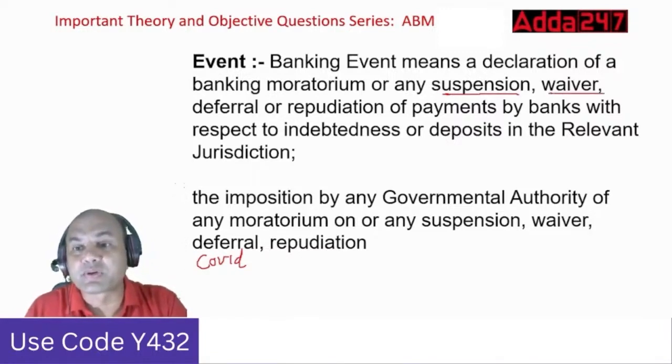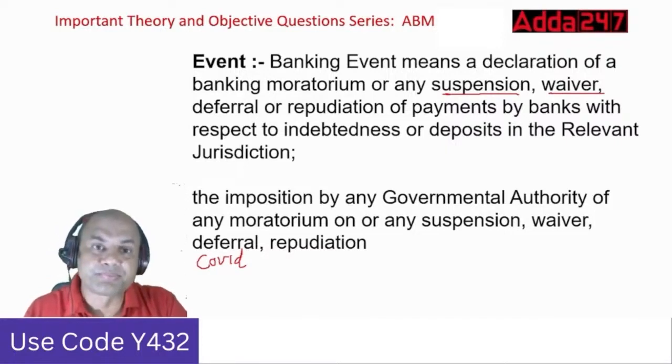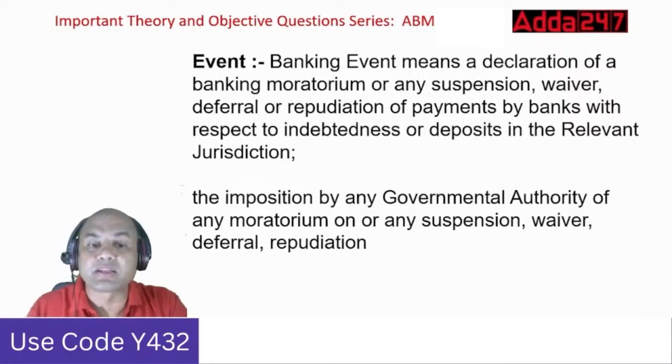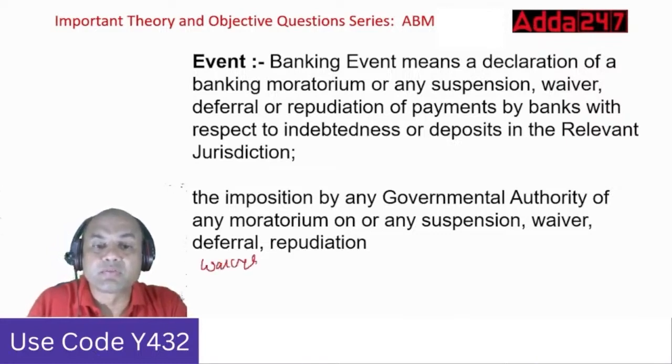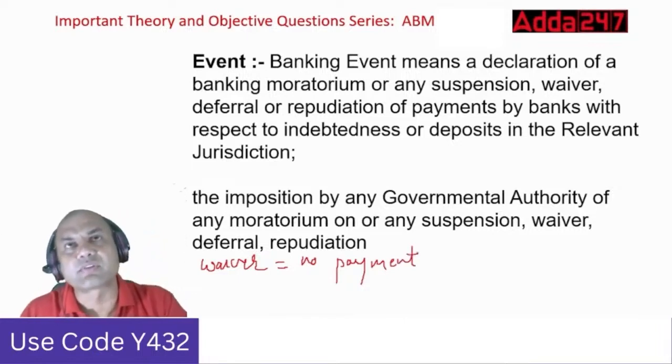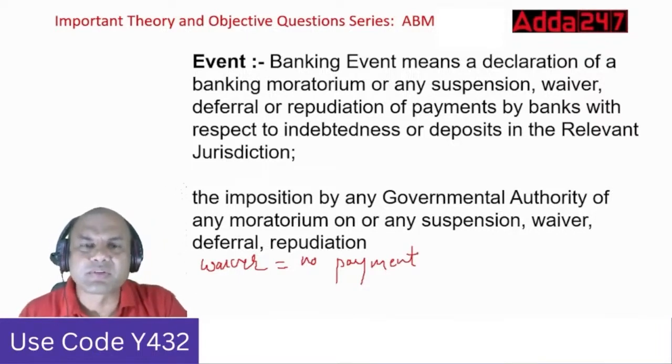Waiver is something different. Waiver and moratorium are different. What is a waiver? Remember, in a moratorium I'll have to pay later, but in a waiver I don't have to pay anything. So waiver equals no payment. We have many farm loans which are waived, right? Many times farm loans are waived. Business loans are never waived as such. Only farm loans are waived in India mainly, right? So waiver means that the person doesn't have to pay anything.